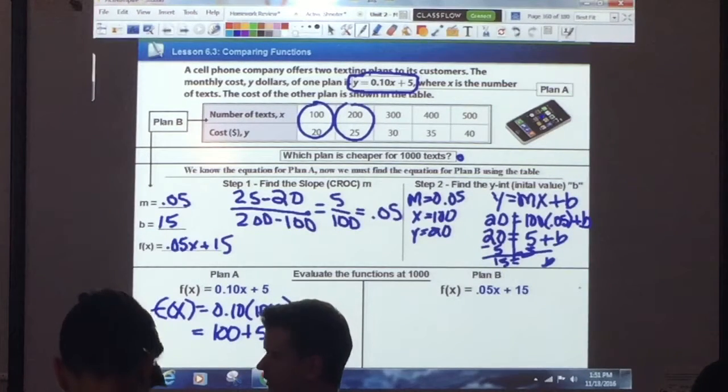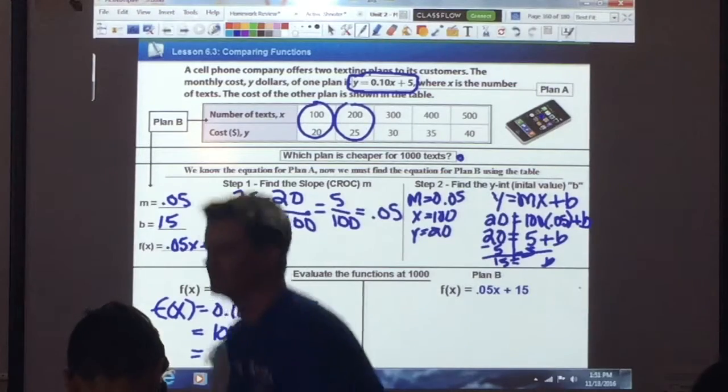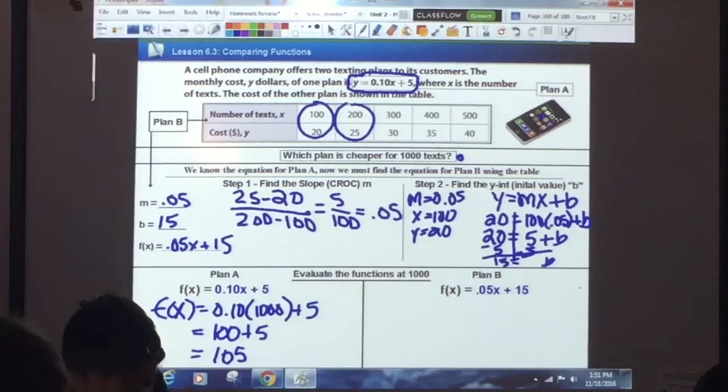If you do, it's wrong. If you forget to add it, it's wrong. And when I add that together, what do I get? 105. So plan A for 1,000 text messages is 105 schmackas, simoleons, fazools, whatever you want to call them.